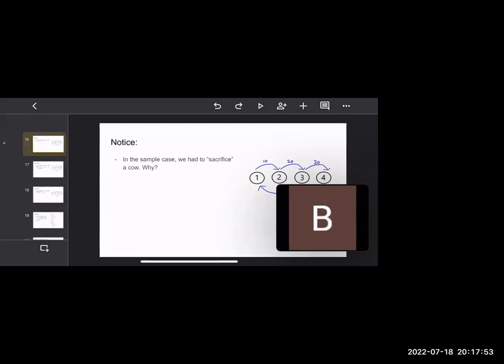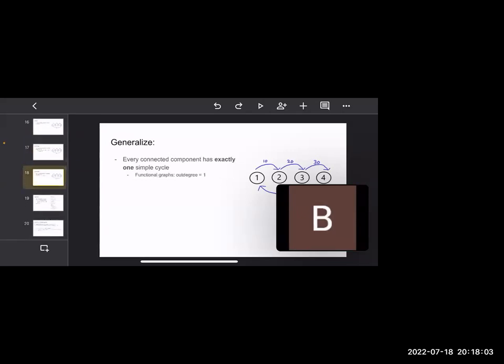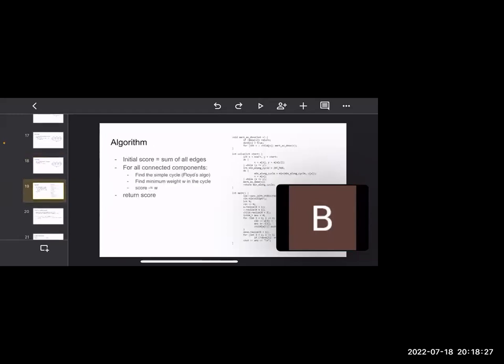So basically, we went from the sample case, where we saw that we had to sacrifice at least one cow. We generalized so that in all simple cycles you have to sacrifice one cow. And then we generalized even further: every connected component has exactly one simple cycle, in that cycle we sacrifice exactly one cow, and that cow is the one with the minimum weight. So it took these two steps of reasoning to get to our solution. Now we can construct an algorithm.